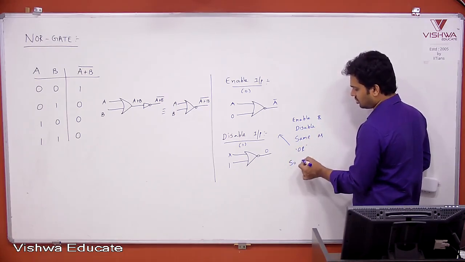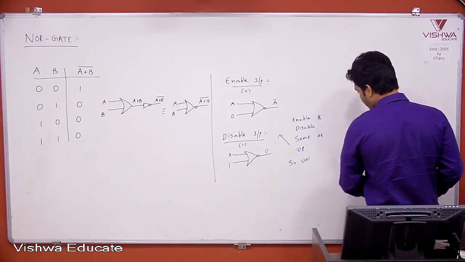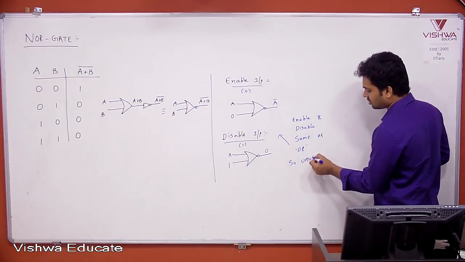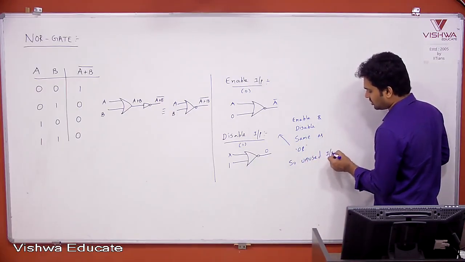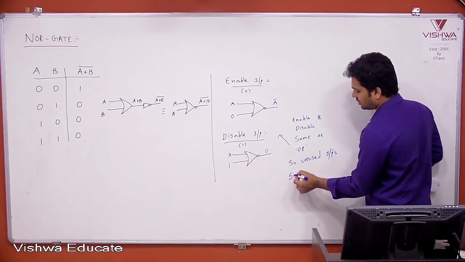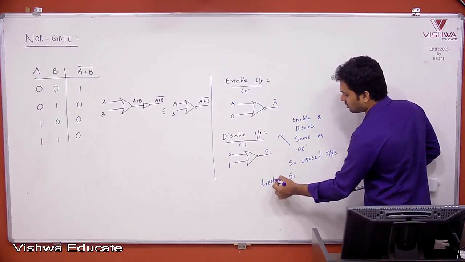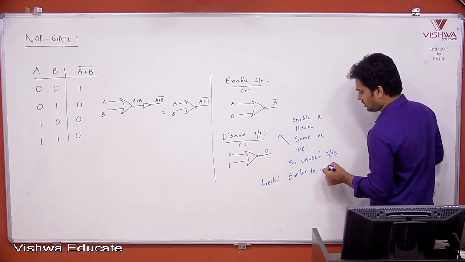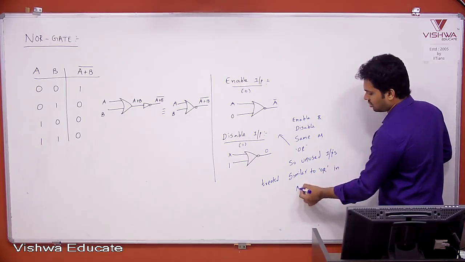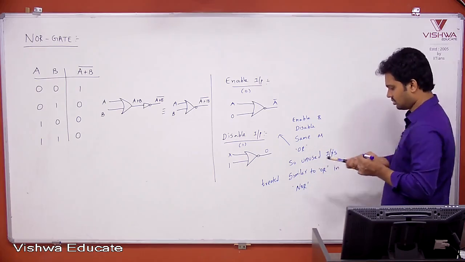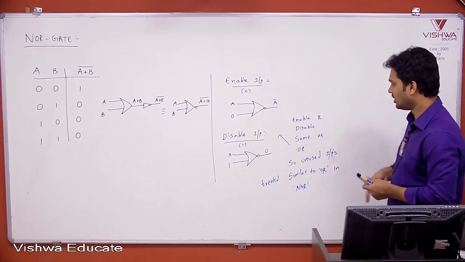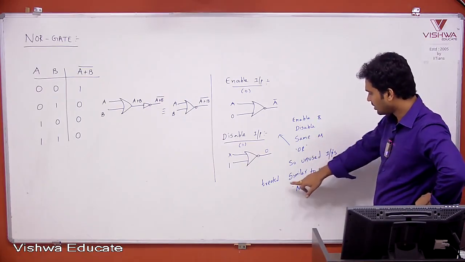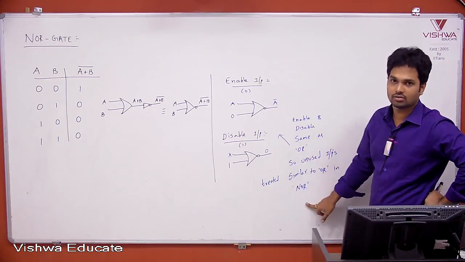So, unused inputs. I have already given the same lines when we discussed the NAND gate, so let us write it here directly. Unused inputs are treated similar to the OR gate in the NOR gate. That's all. So this is the basic concept. Enable and disable inputs are the same as the OR gate.